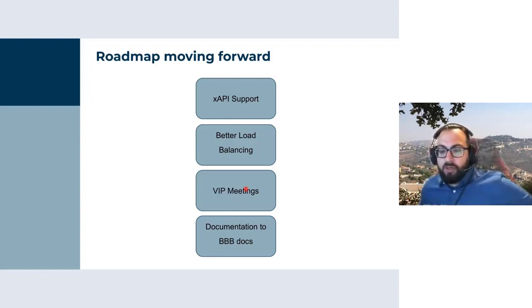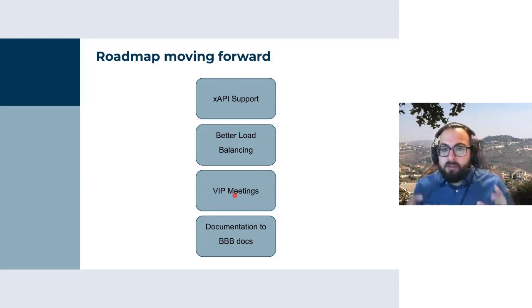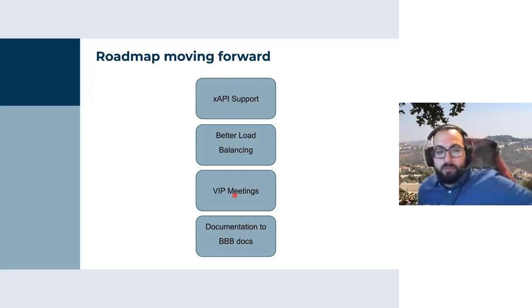After that, we're going to do something called VIP meetings, which is finding a way to identify that a meeting is VIP. This is like the CEO. This is the head of the university speaking. We want to put this on a server and make sure nothing else comes onto the server. So that's something we'll do.